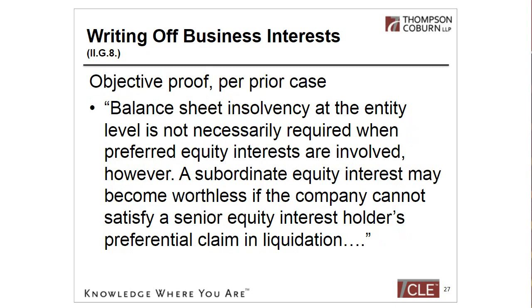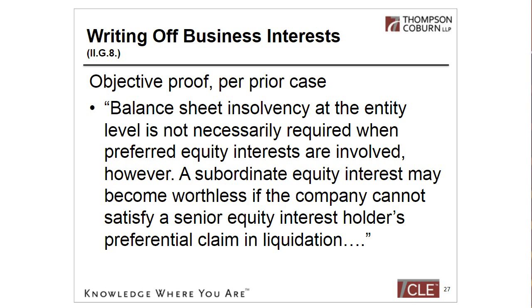Slide 27. Again, for that prior case they were citing, then you have an issue about preferred and common. When you have preferred equity, that means those equity holders will get distributions before the other owners, the common owners, get anything. So it could be that the preferred equity is going to eat up all of the future profits. We expect future profits, but we expect that they will all go to the preferred because of the terms of the preferred, and that the common, the subordinated equity, won't get anything.